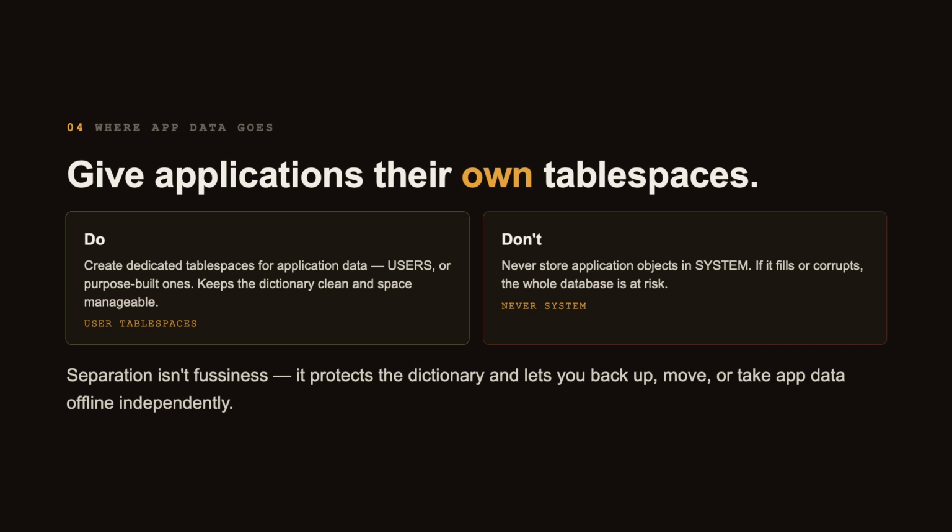Why does it matter so much? Because system holds the data dictionary, the database's own critical metadata. If application data fills system up, or corruption creeps in, you're now risking the entire database, not just one app. Keeping app data separate isn't fussiness. It protects the dictionary, and it gives you the freedom to back up, relocate, or take an application's data offline independently without touching the core of the database. So, dedicated tablespaces for apps, system reserved for Oracle. That separation is a hallmark of a well-run database.